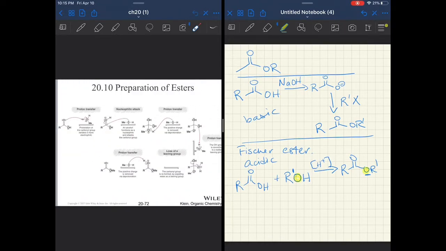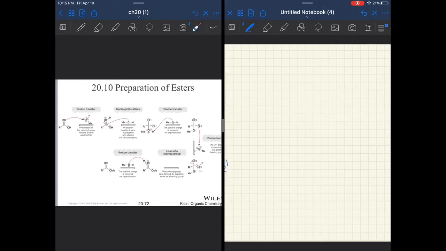All right, you have it spelled out on the Klein slide, but I'm going to rewrite it as I talk. You start off with your carboxylic acid. It's not nearly as reactive as your acid chloride or your anhydride, so the alcohol isn't going to attack on its own, right, that weak nucleophile. So first what you're going to see is protonation, right? That's going to make that carbonyl a stronger electrophile.